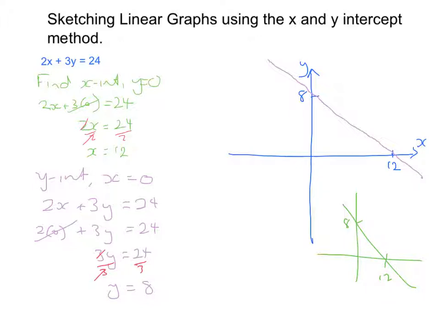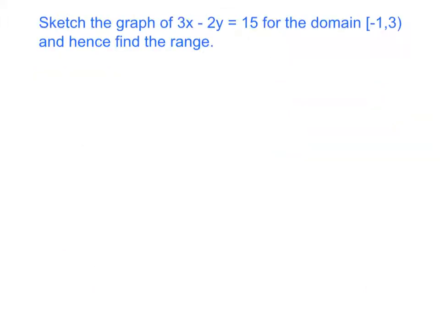It's also a good idea if you actually list the intercepts as coordinates. So for this one here, the y-intercept would actually be 0 and 8, and the x-intercept would be 12 and 0. Always a good idea. Let's move on to the next example.